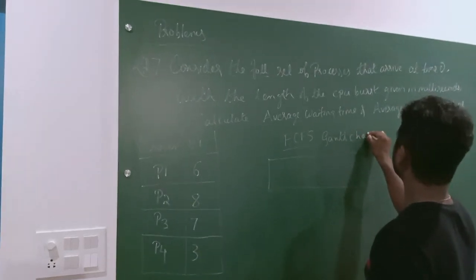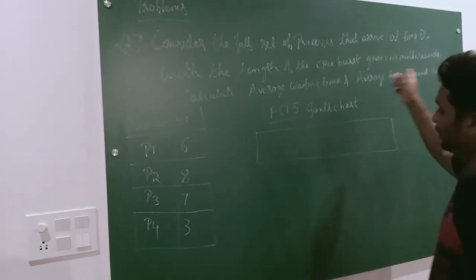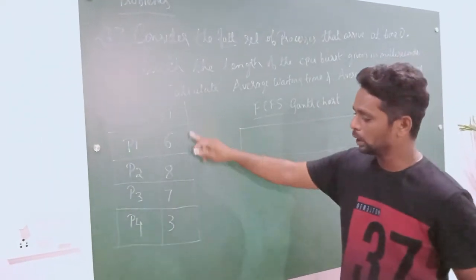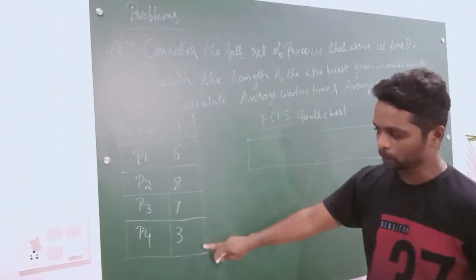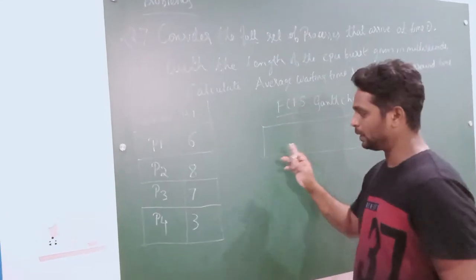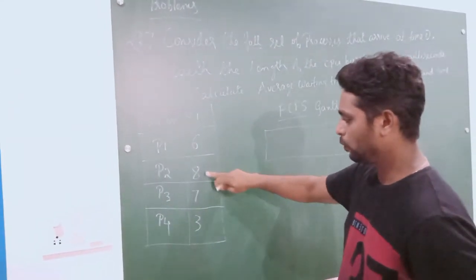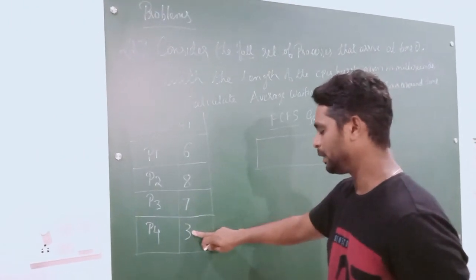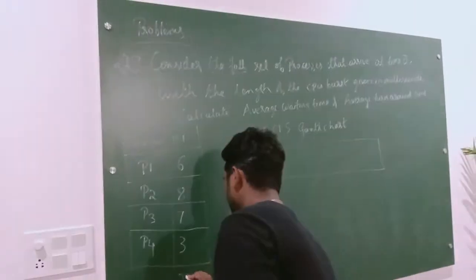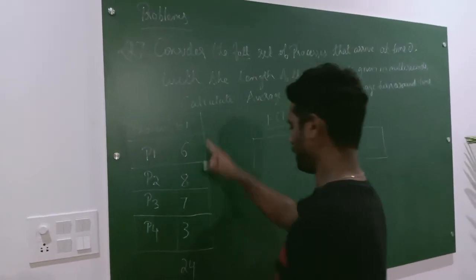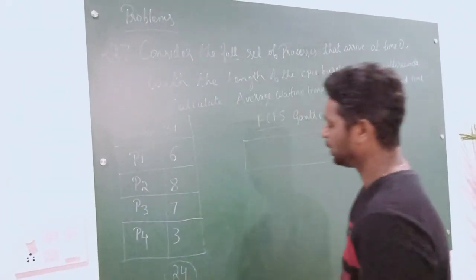Gantt chart. Same thing. Arrive at time 0. Calculate average waiting time and turnaround time for which one? FCFS. Totally how many processes are there? 4 processes are there. So before writing this, you add this thing. 6 plus 8 is how much? 14. 14 plus 7, 21. 21 plus 3 is 24. So this you have to get at the end of your chart.